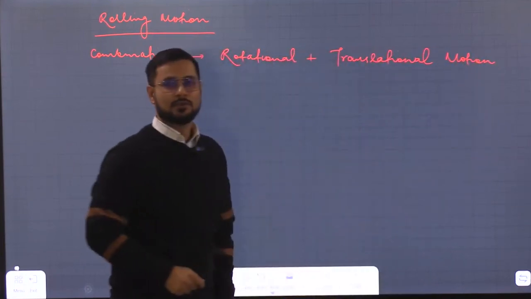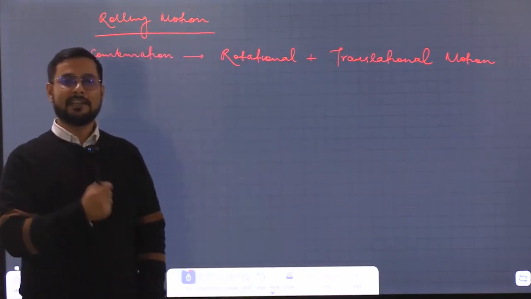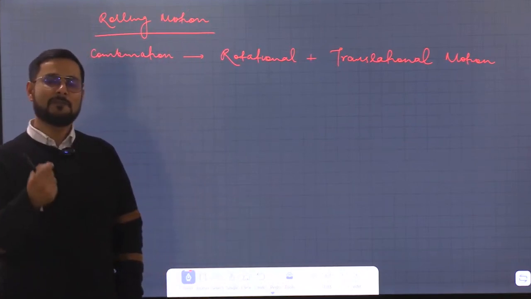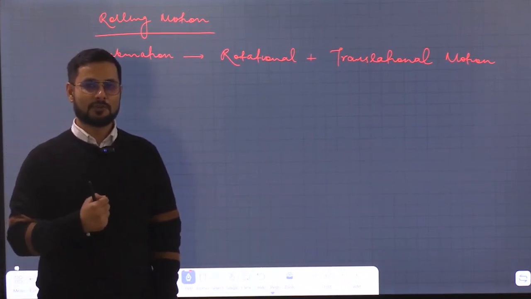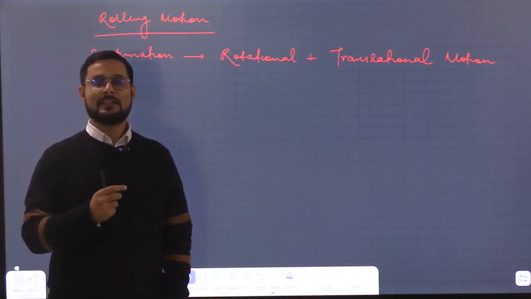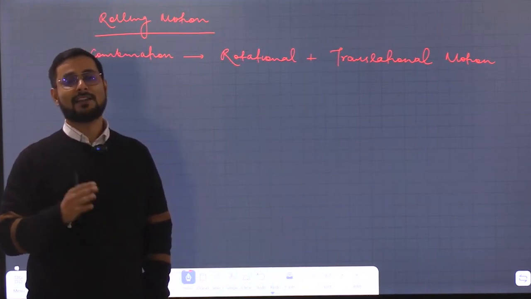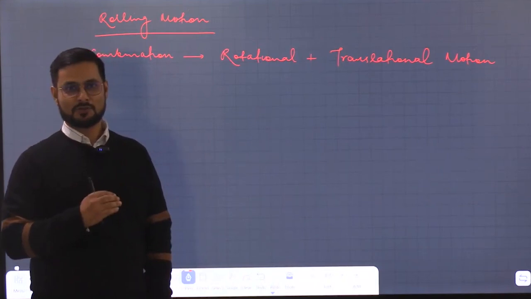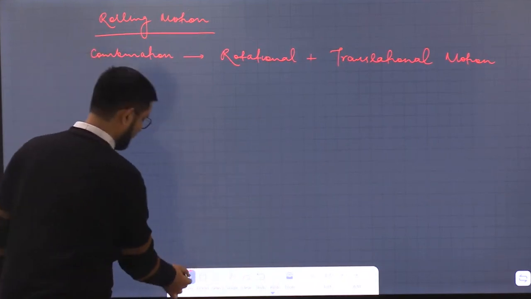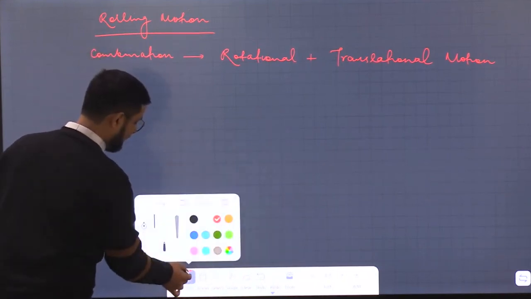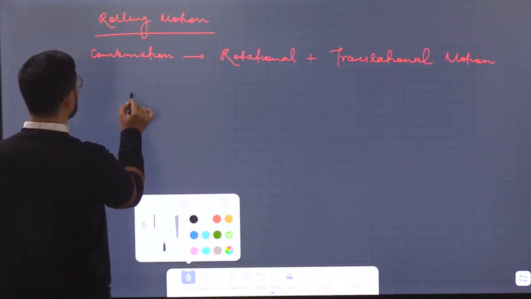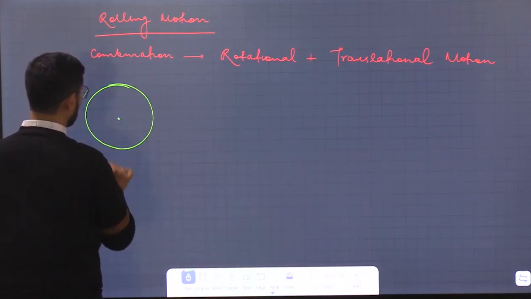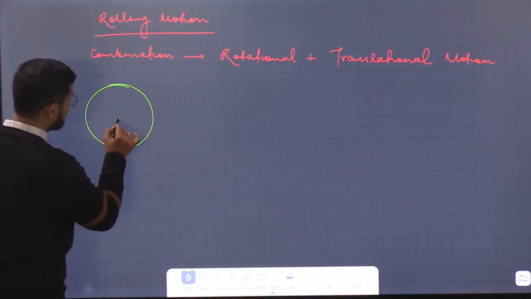Right? So before getting into the detailed analysis of rolling motion, if I ask you, can you give me an example from daily life of rolling motion? Yes, the wheels of all moving vehicles are in rolling motion. So it is easier to visualize with rolling motion that the wheels are in rolling motion. So let's say this is the wheel of a vehicle and it is rolling.